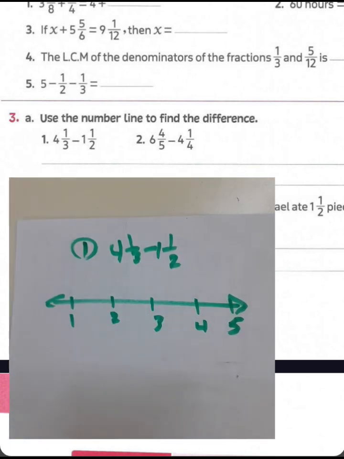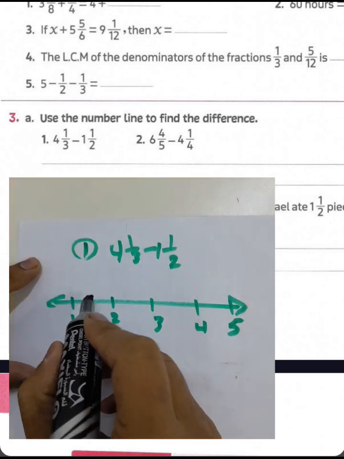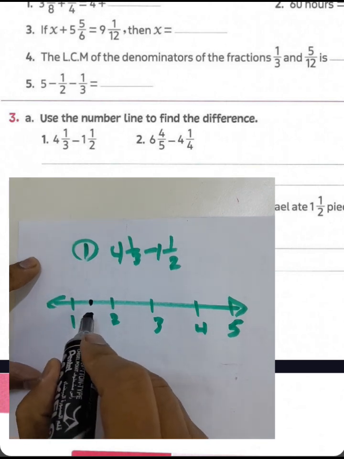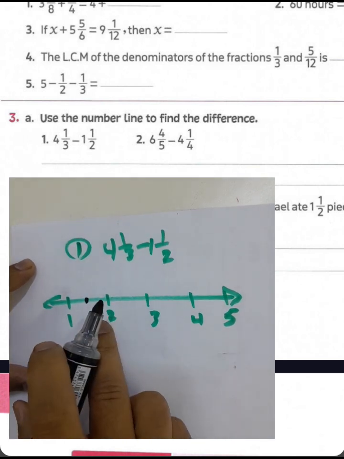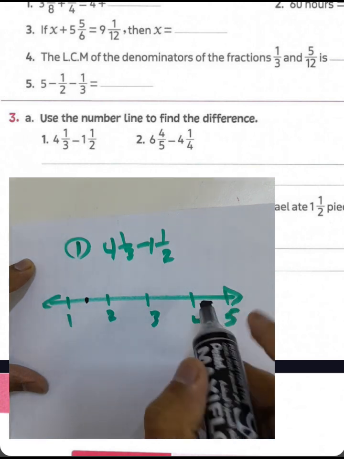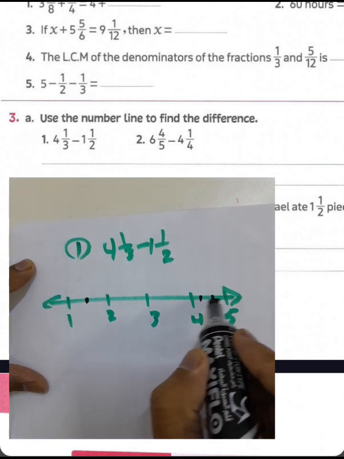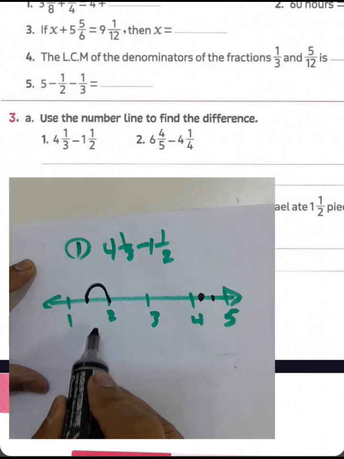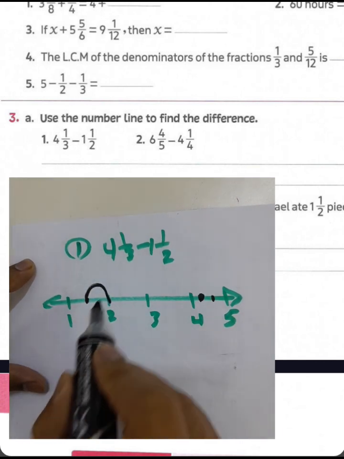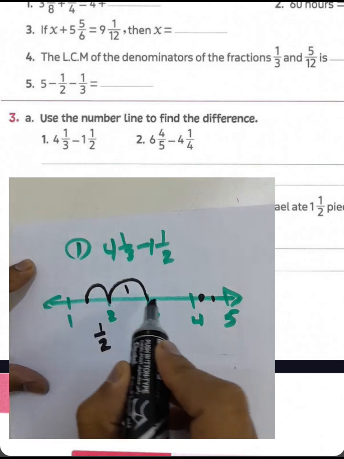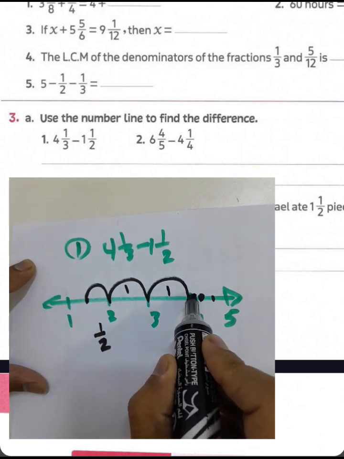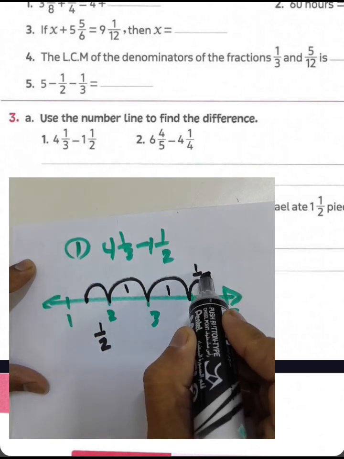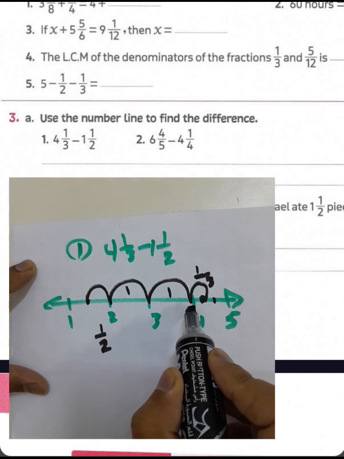Where does 1 and a half lie? Between 1 and 2. It's 1 and a half, okay? This number, 1 and a half. Count from 1 and a half going to 4 and 1/3. Okay, we have third parts going here. Count with me. We have here a half, and here 1, and here 1, and here a third, going to 4 and 1/3.